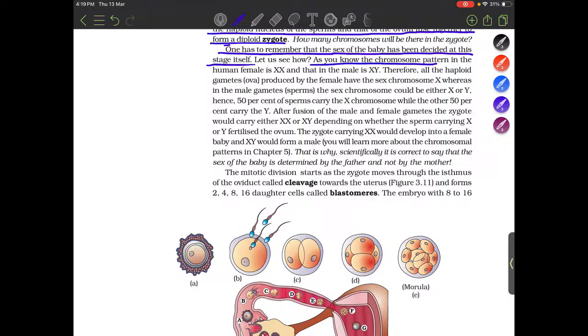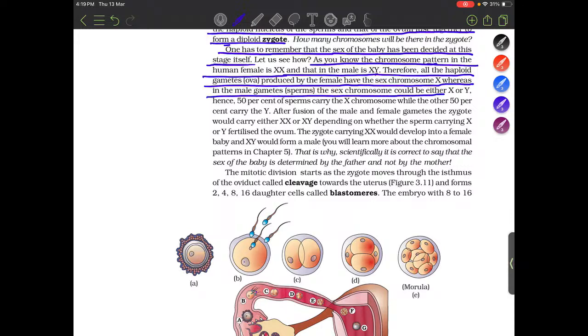As you know, the chromosome pattern in human females is XX and that in males is XY. Therefore, all the haploid gametes produced by females have sex chromosome X, whereas in male gametes, the sperm's sex chromosome could be either X or Y. Hence, 50% of sperm carry the X chromosome, while the other 50% carry Y.